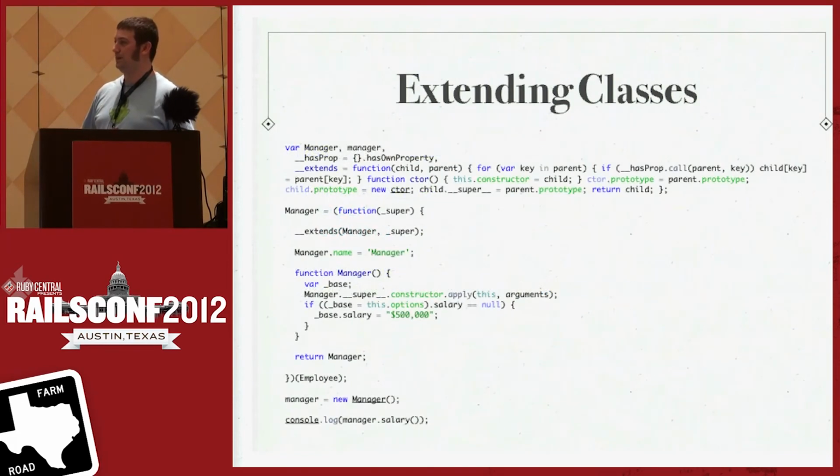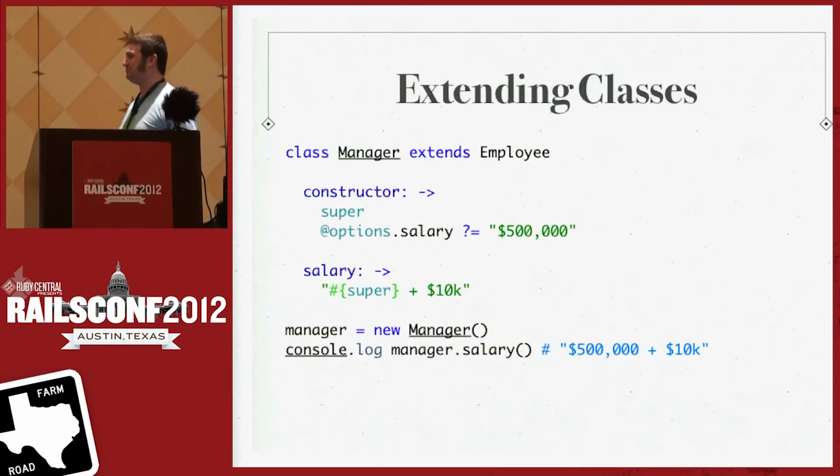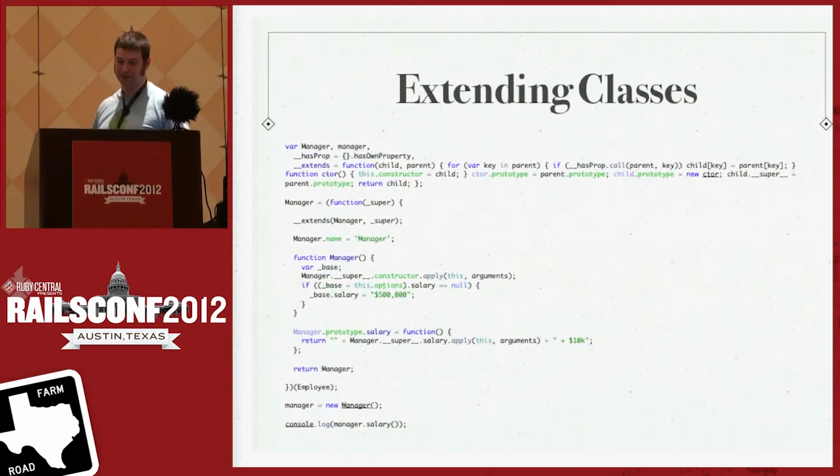And here's what that JavaScript code looks like. The font size, by the way, if you haven't noticed, is shrinking and shrinking on these JavaScript slides because they're getting bigger and bigger and bigger. So here's a case where I'm going to override the salary. This is showing super again, where I override the salary function, and I call the super salary, get the $500,000, and then add a 10K bonus to it. And that's what that looks like.